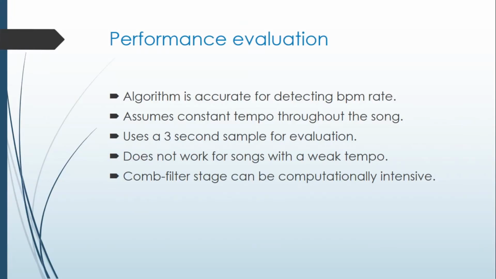On doing a performance evaluation of the algorithm, I found that it is quite accurate in detecting the BPM rate for various songs. One of the drawbacks is that it assumes constant tempo throughout the song, because I use a 3-second sample for evaluation, so it does not take into consideration the possibility that the song could have variable tempo. And it also does not work for songs with a weak tempo, that is when there isn't much support from other background instruments for the tempo. It does not work very well. And also the comb filter stage, which involves convolving various comb filters with the original voice signal, can be computationally intensive.